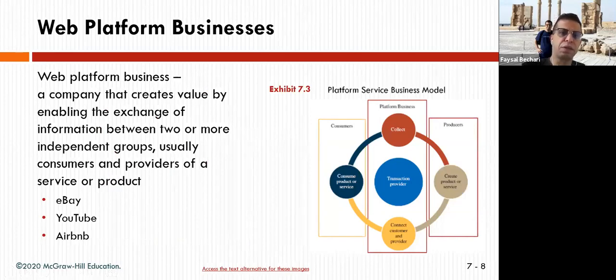Now, there are other services available in the market, which is what you call a web platform. A web platform business is a company that creates value by enabling the exchange of information between two or more independent groups, like YouTube and eBay. So here, the platform service business provider is the transaction provider. If there is a customer talking to other customers, it is different, and this process happens in a different way.